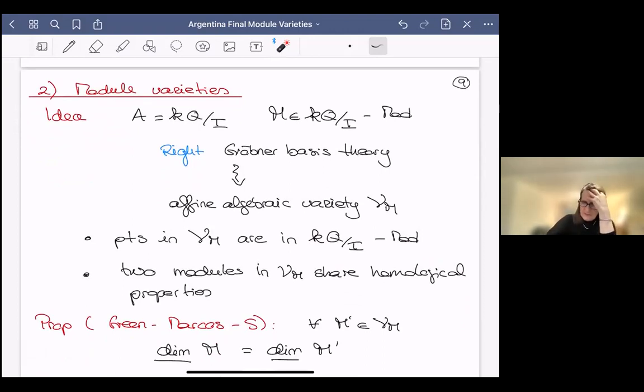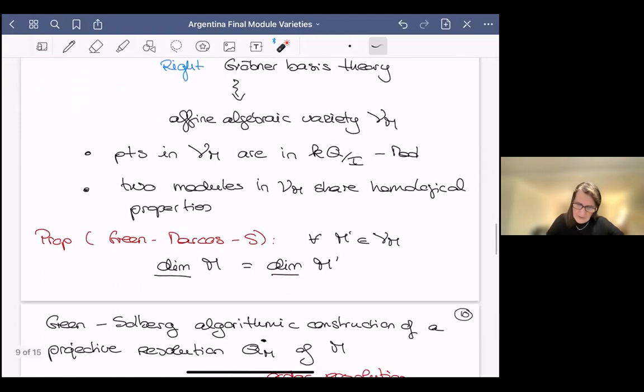Okay, so this part is joint work with Ed Green and Eduardo Marcos, and we show that if we construct such a variety, then all the modules in the variety have the same dimension, but not only the same dimension, but the same dimension vector. So somehow they have the same composition factors.